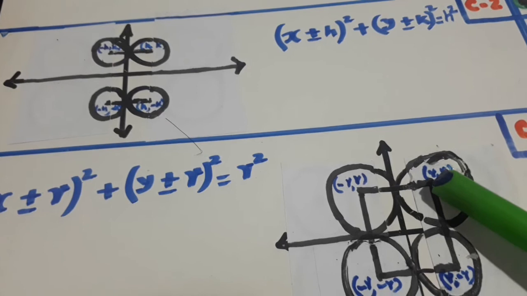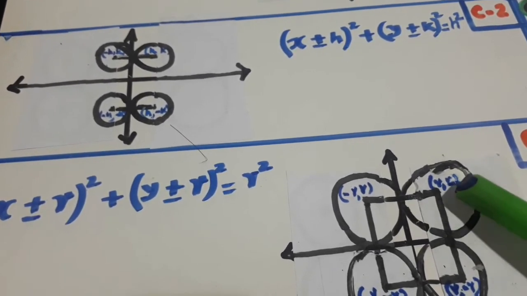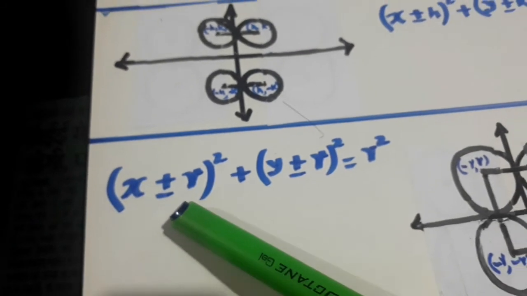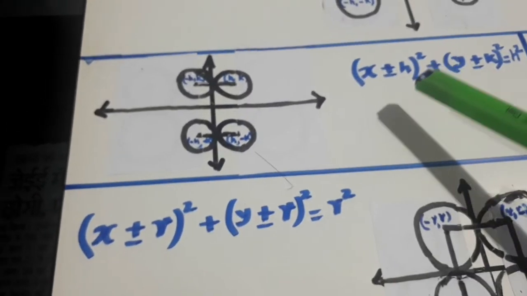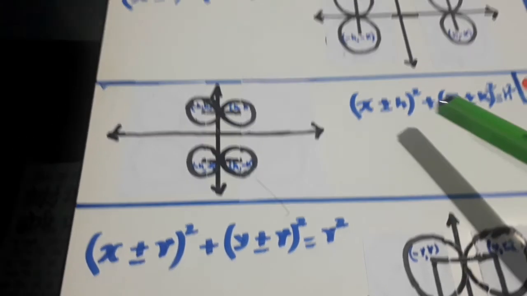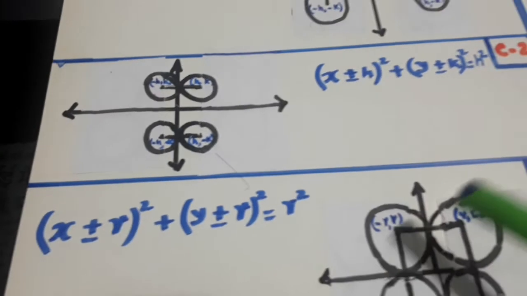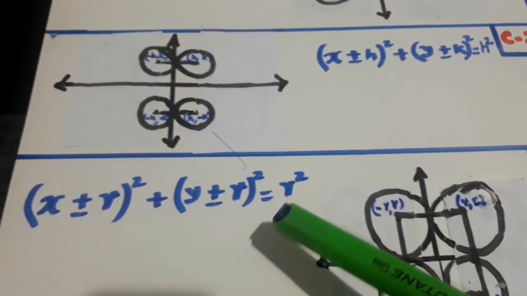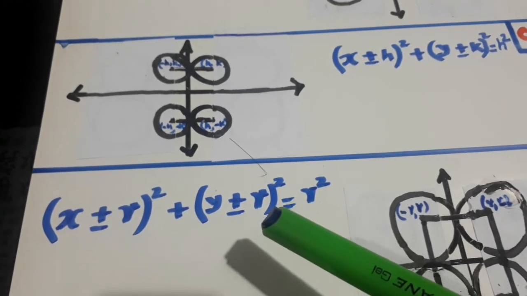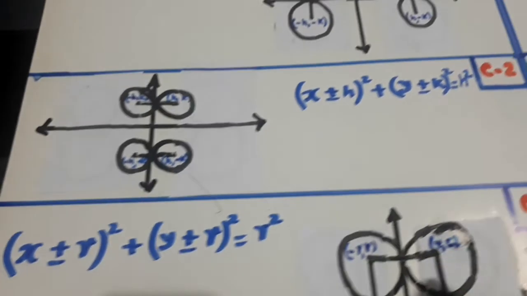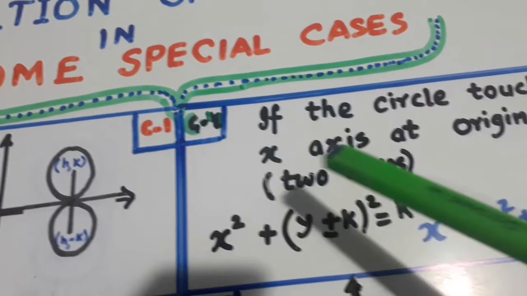The center is (r, r). So in this case, everywhere it will be r instead of h, k. As in the above, the center was (h, k), now it is r. So the equation will become (x plus or minus r) squared plus (y plus or minus r) squared is equal to r squared.